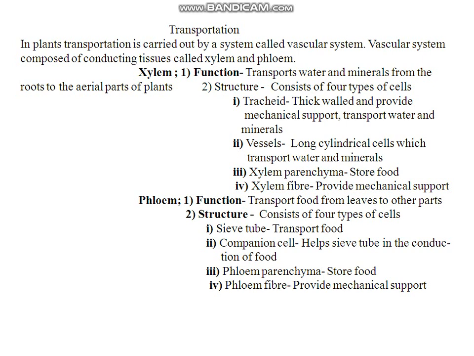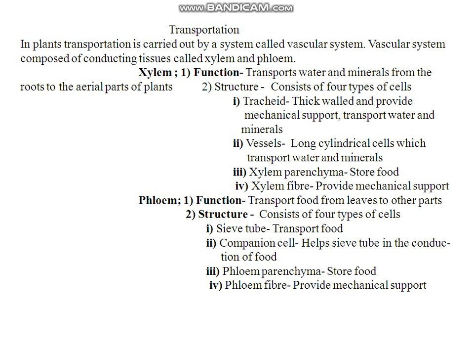Trachea. These cells are thick-walled, that is why they provide mechanical support and also help in the transportation of water and minerals along with vessels. Number 2, vessels. These are long cylindrical cells which transport water and minerals in the plant body. If the question is, which component of xylem helps in transporting water and minerals, the answer will be vessels.